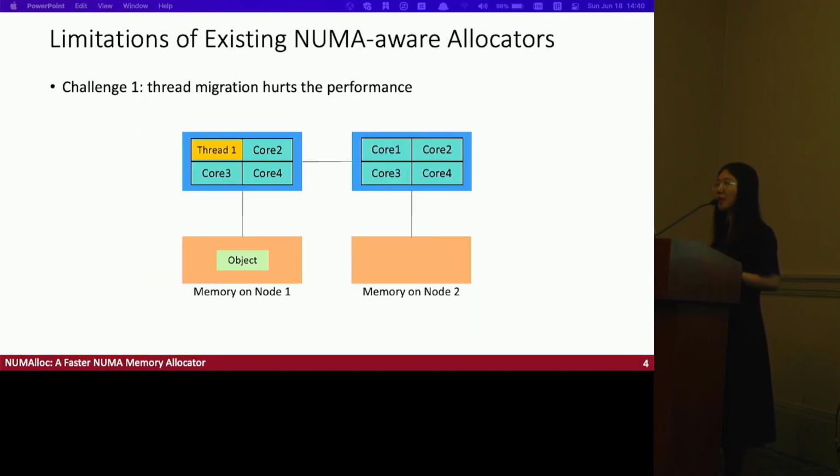While these NUMA-aware allocators offer some advantages, they also come with limitations. First, thread migration, which happens when a thread is moved from one node to another by the underlying operating system. This migration will turn all of the thread's local accesses into remote ones, thus hurting performance.